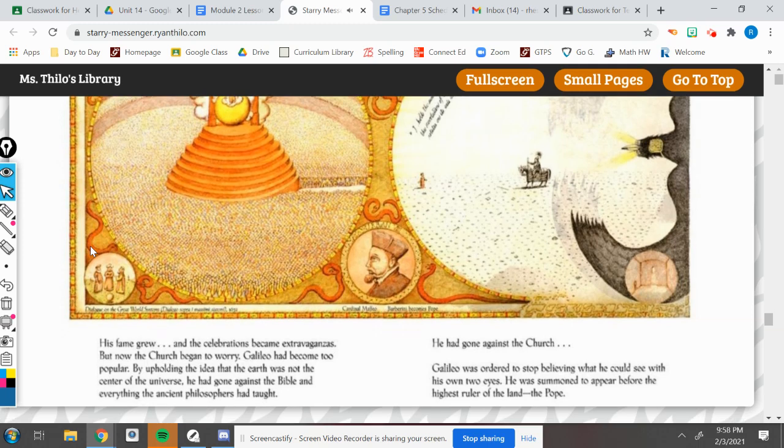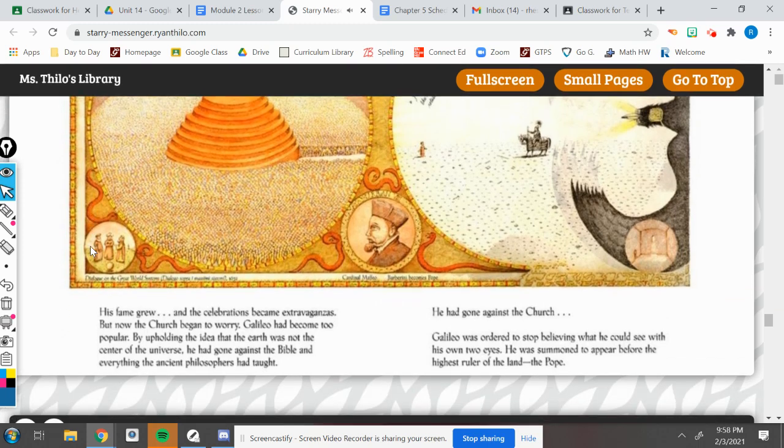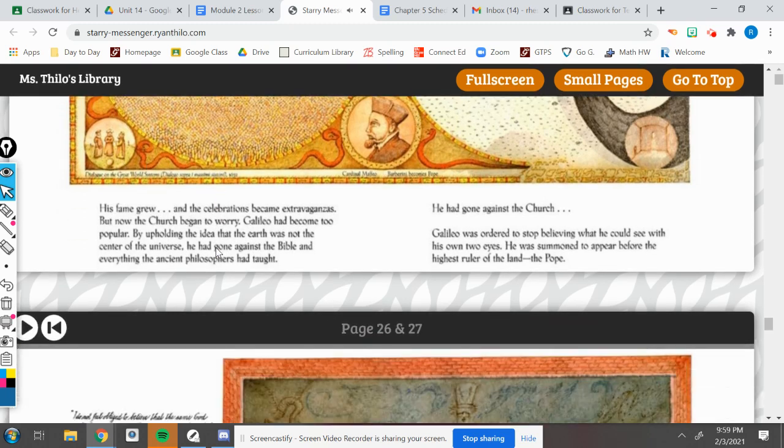But now the church began to learn. Galileo had become too popular. By upholding the idea that the Earth is not the center of the universe, he had gone against the Bible and everything the ancient philosophers had taught. He had gone against the church. Galileo was ordered to appear before the highest ruler of the land, the Pope.